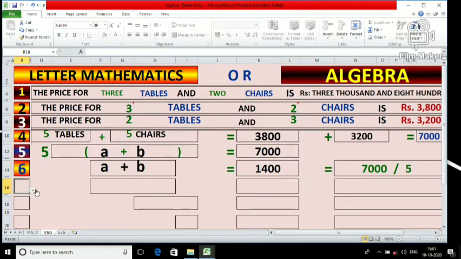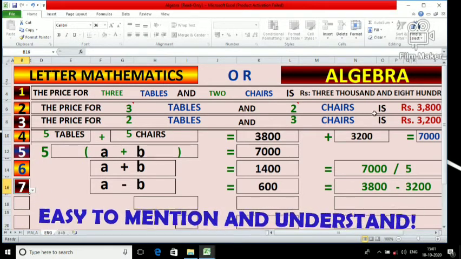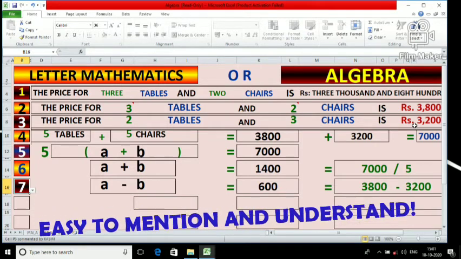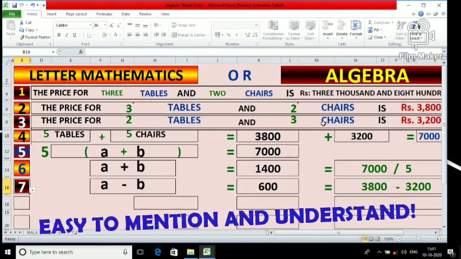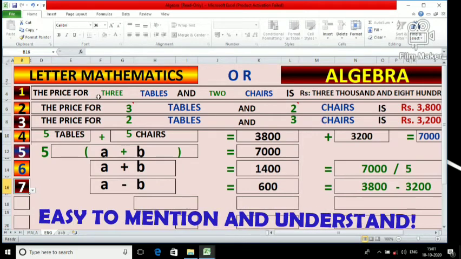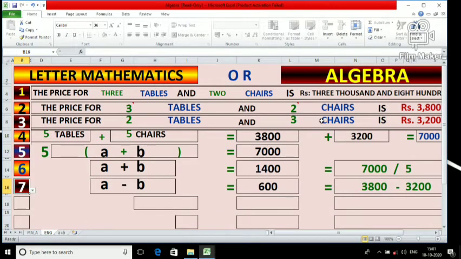Now, let's go to the next one. 7. See, a man goes to the shop and he bought 2 tables and 3 chairs for rupees 3,200. When he came back home, his wife said, "There are enough chairs in the house, but we lack tables." So, what does he have to do? He took 1 chair to the shop and replaced it with a table. Then how many tables did he get?